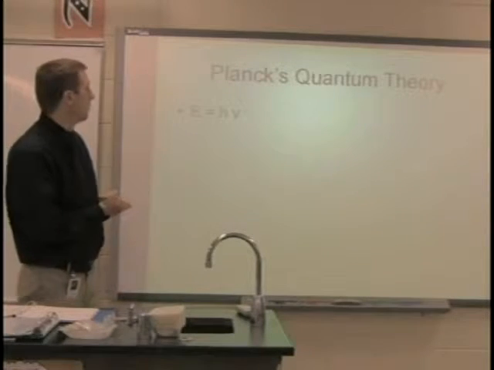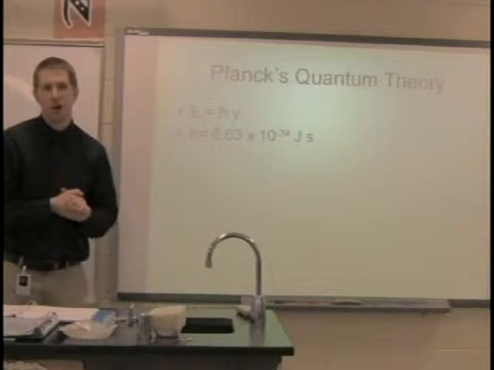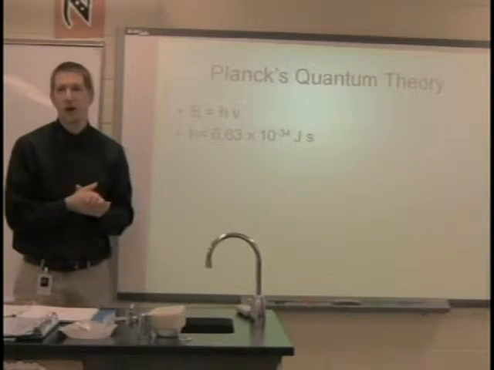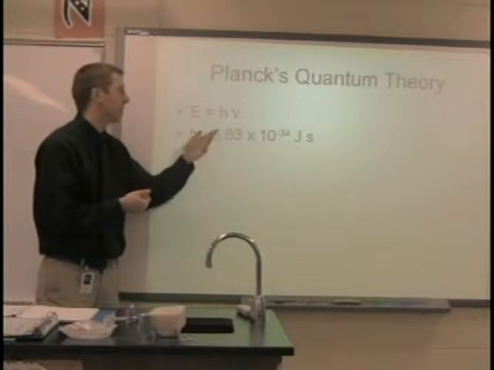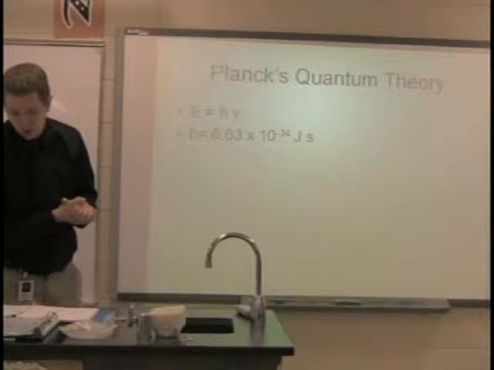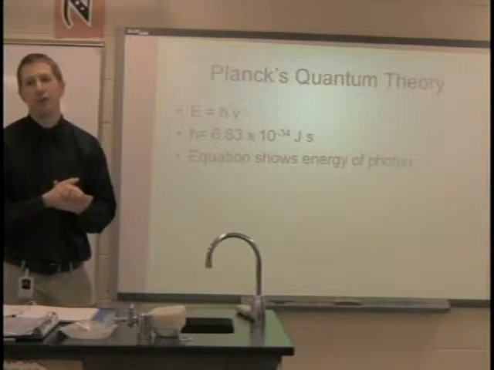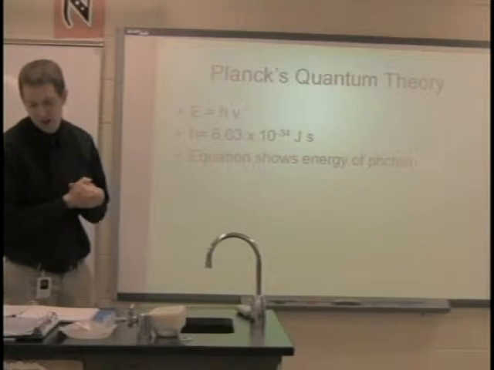Planck's quantum theory: energy equals h times v, where h is Planck's constant. This is a number that would be given to you. So all you have to do is calculate energy by knowing the velocity. Granted, you might have to use the previous equation to first solve for velocity and then plug that in with the h. What this equation shows is the energy of a photon. So when light is given off, it can tell you how much energy is associated with that.